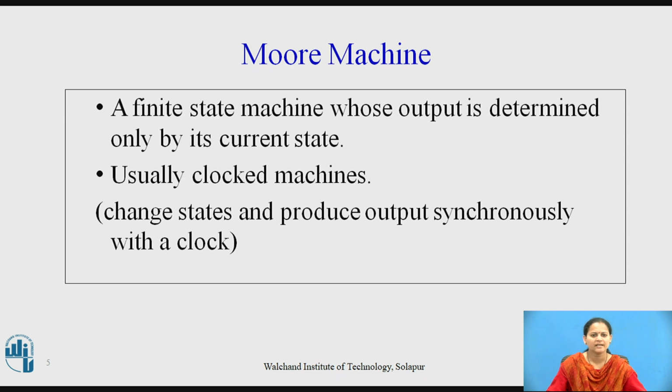A Moore machine is a finite state machine whose output is determined only by its current state. In addition to the standard elements of a finite automaton, a Moore machine has a separate output alphabet and an output function that maps each state to a symbol in the output alphabet. Whenever the Moore machine reaches a particular state, it outputs the corresponding symbol from its output alphabet. These are usually clocked machines, that is, they change states and produce output synchronously with a clock.